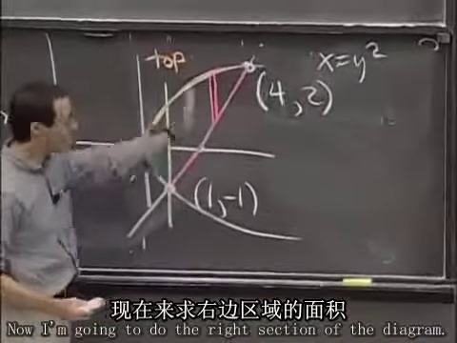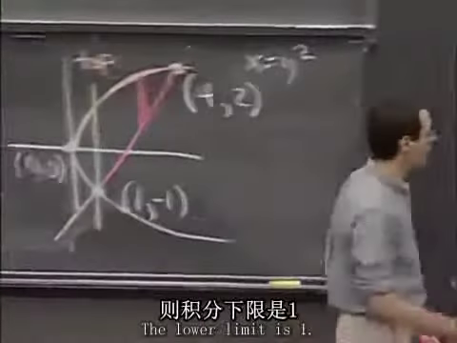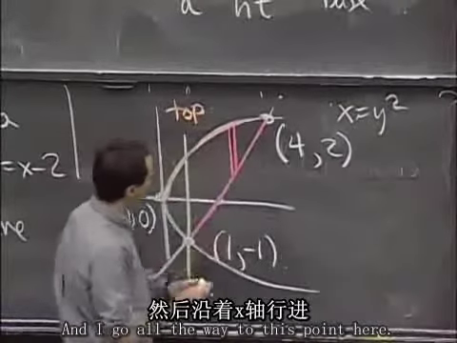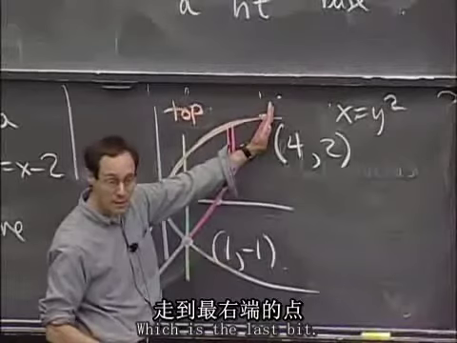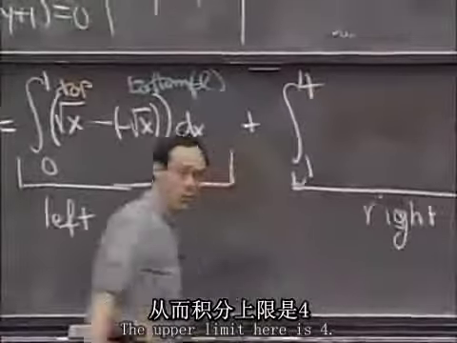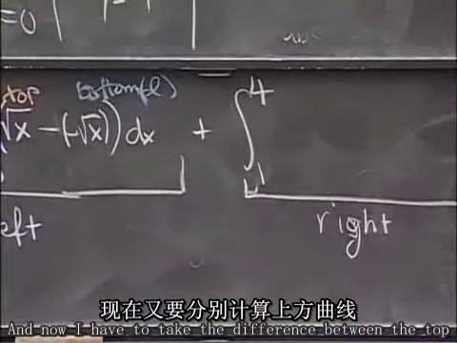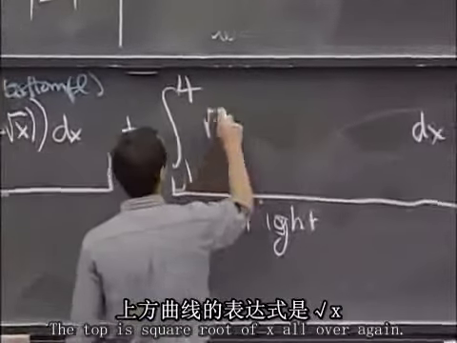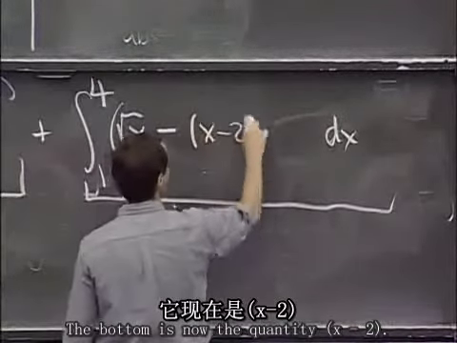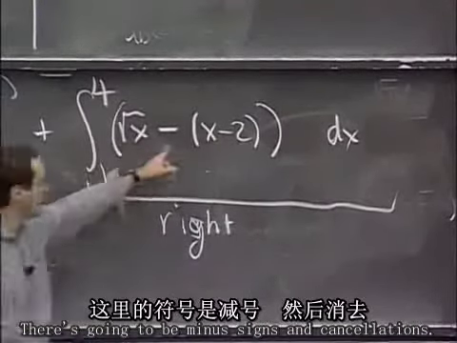Now I'm going to do the right section of the diagram. I start at 1. The lower limit is 1. And I go all the way to this point here, which is the last bit. And that's going to be x equals 4. The upper limit here is 4. And now I have to take the difference between the top and the bottom again. The top is square root of x all over again, but the bottom has changed. The bottom is now the quantity x minus 2. Please don't forget your parenthesis. There's going to be minus signs and cancellations.